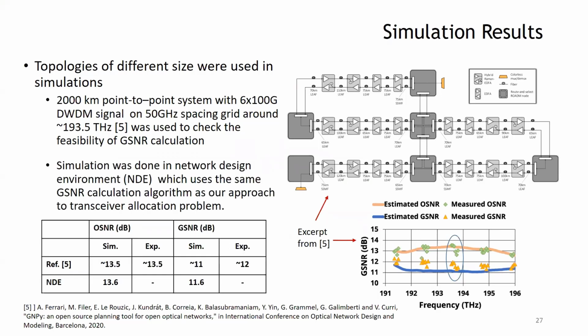We simulated 6 100 gig channels passing through a 2000 km transmission line within our network design environment, which uses the same approach to nonlinear noise calculation as the algorithm we present here. In the reference paper, for the given transmission line, the values of OSNR and GSNR are measured and simulated. Unfortunately, we have no experimental data, but our simulation data are in good agreement with the values reported in the paper.